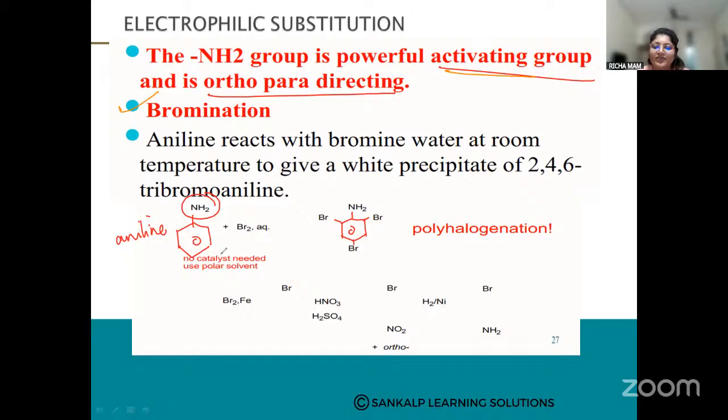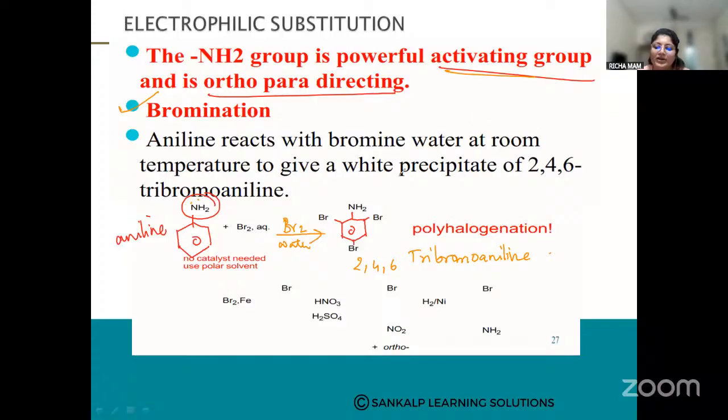So what we have done, we have taken aniline. This aniline reacts with bromine water. In the presence of bromine water at room temperature, it gives you 2,4,6-tribromoaniline. Okay, it forms 2,4,6-tribromoaniline.